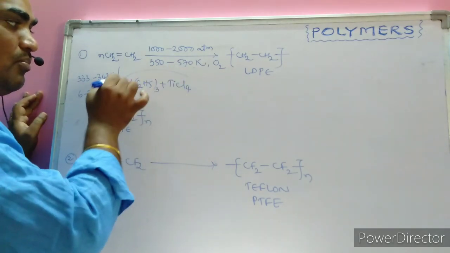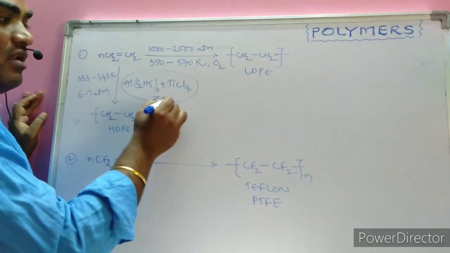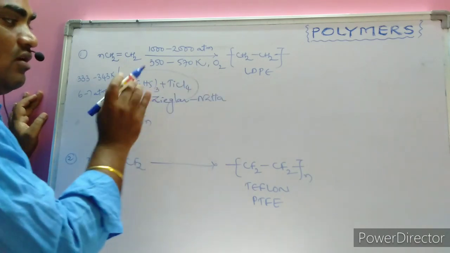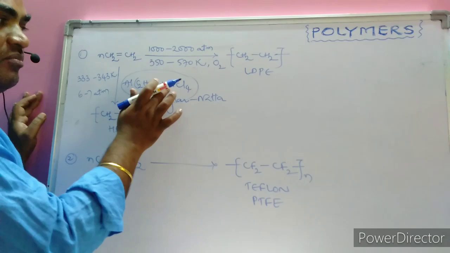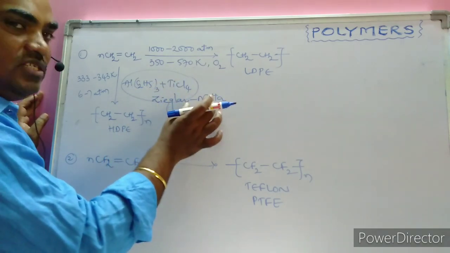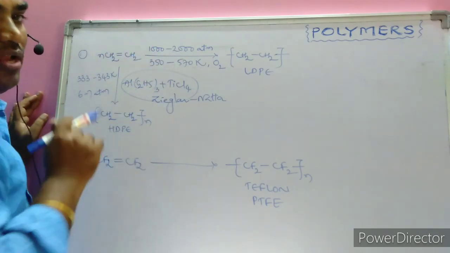And the most important catalyst is the Ziegler-Natta catalyst, a very important one. Trialkyl aluminum with titanium tetrachloride is what we call the Ziegler-Natta catalyst. The Ziegler-Natta catalyst is used to convert ethylene to high density polyethylene.